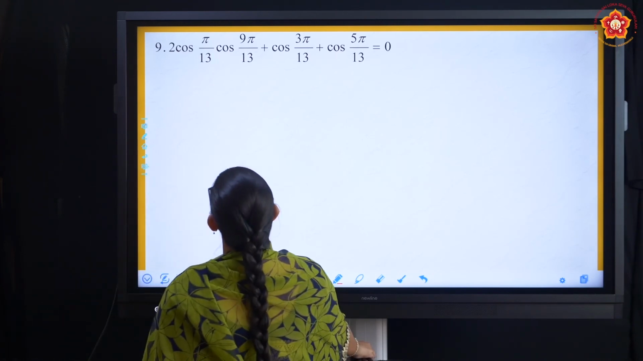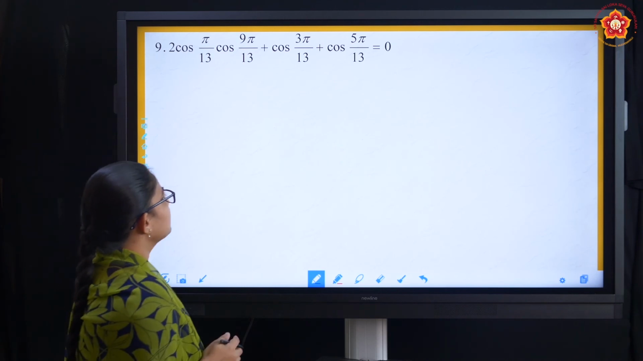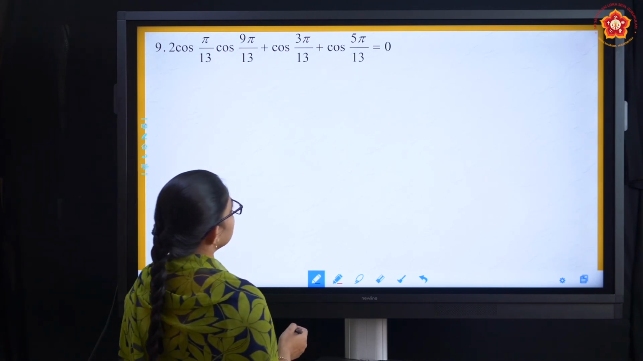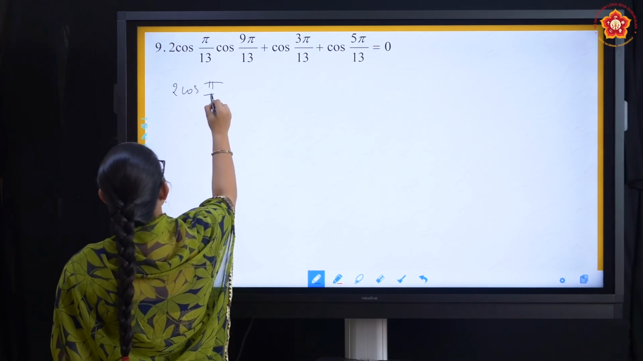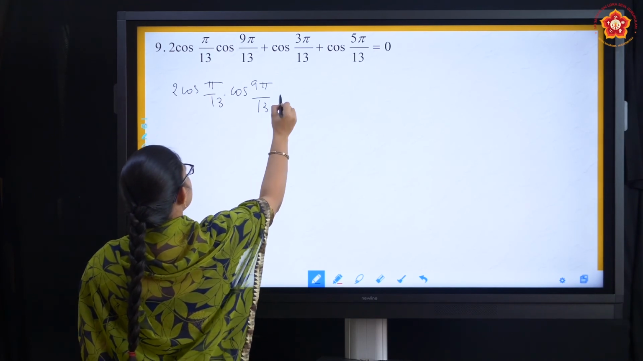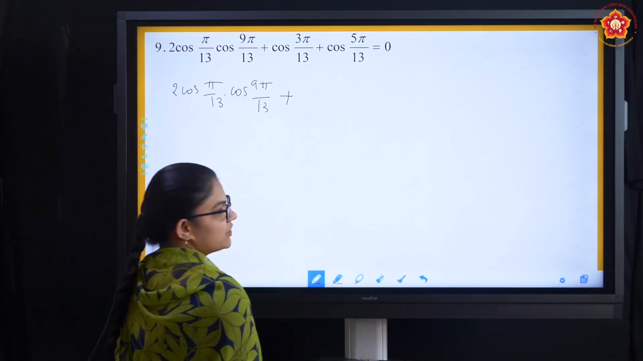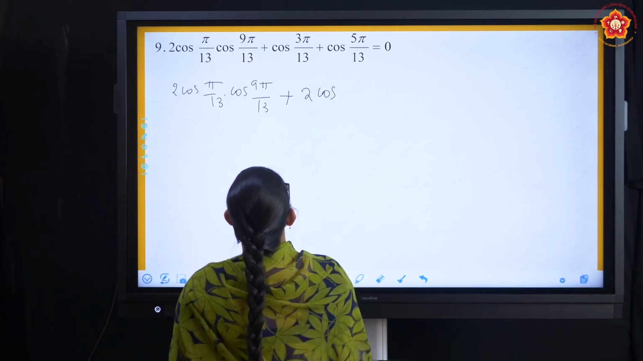2 cos pi by 13 cos 9 pi by 13 plus cos 3 pi by 13 plus cos 5 pi by 13 is equal to 0. So we can write that as 2 cos pi by 13 into cos 9 pi by 13. Here we can apply the cos x plus cos y formula. So cos x plus cos y is nothing but 2 cos (x plus y) by 2.